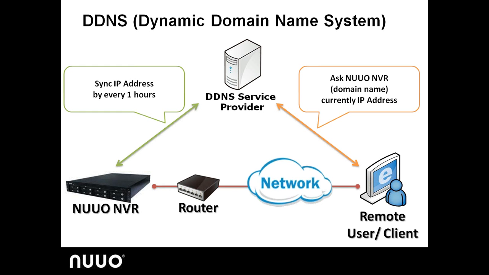Okay, for example, if the remote user want to connect with the NVR in the home, so the remote user will connect with the NVR by the domain name. But the NVR will update its IP address every 1 hour to the DDNS service. So the DDNS service provider will provide the current NVR's IP address to the remote site user. So then the remote site user can connect with the NUUO NVR directly.